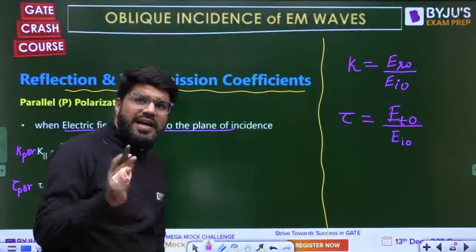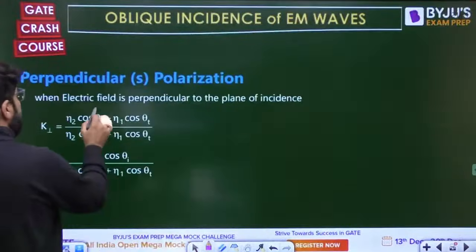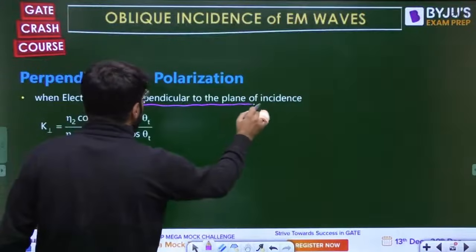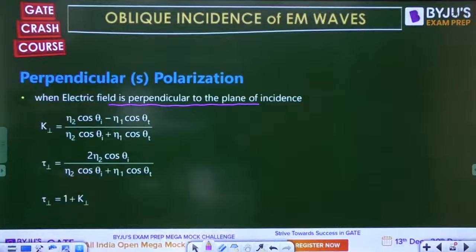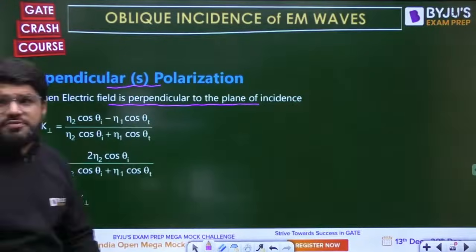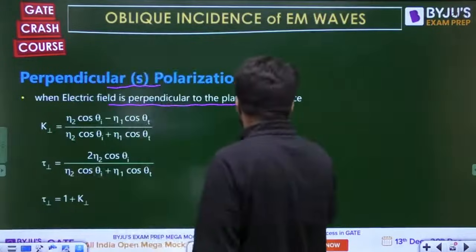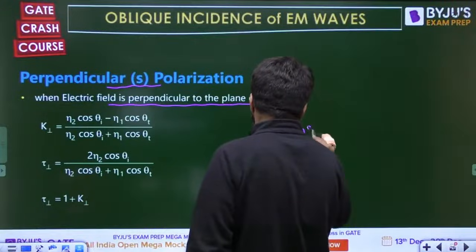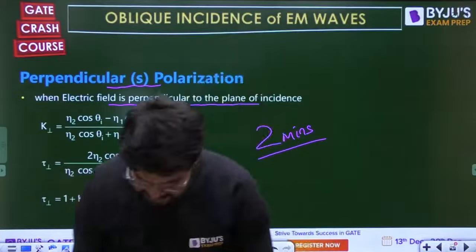Similarly, if we go to the S polarization, as I already explained to you, when electric field is perpendicular to the plane of incidence, that is the S polarization, perpendicular polarization. And have a look into this formula. Allow me just 2 minutes. I shall be back.